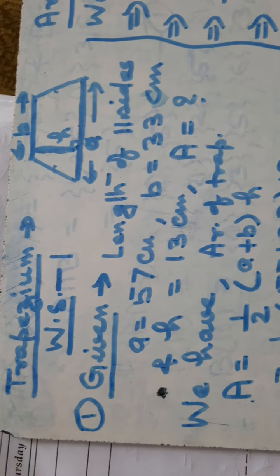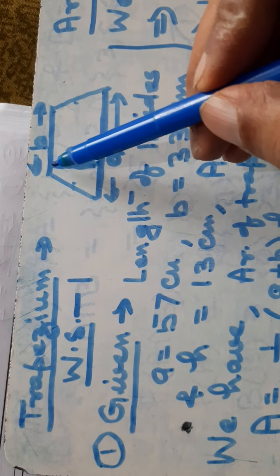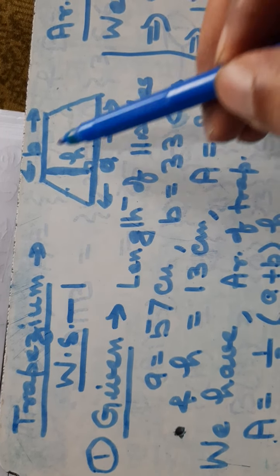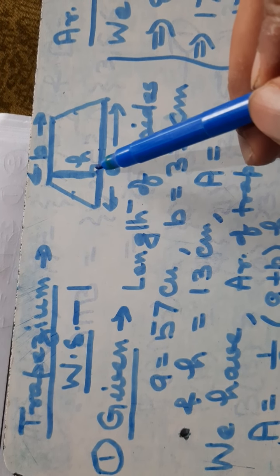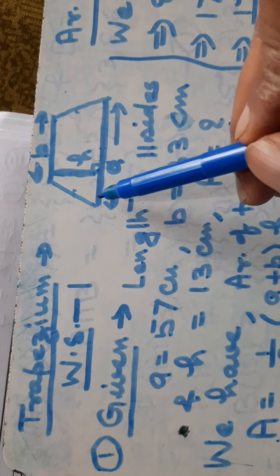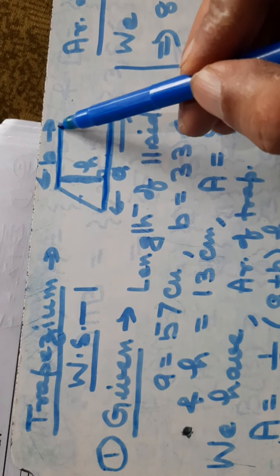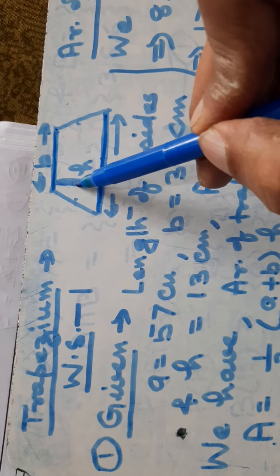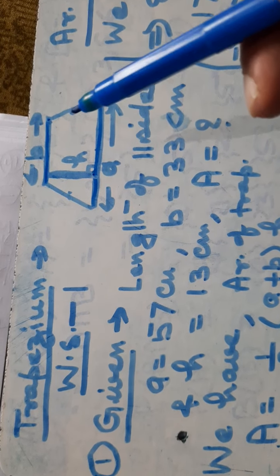Unit mensuration. Here, trapezium. A quadrilateral in which any one pair of opposite sides are parallel is called a trapezium. Here, parallel sides are known as a and b, while the distance between them, which is called the altitude, is h.